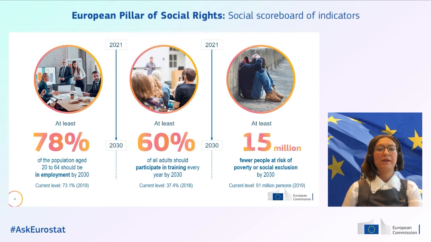And the very important indicator on poverty. I would like to speak a little bit about this indicator because I'm not sure everybody's familiar with it. So it's people at risk of poverty or social exclusion. There are three components of this indicator, and in order to be considered at risk of poverty or social exclusion, the person has to be at least in one of these three categories.